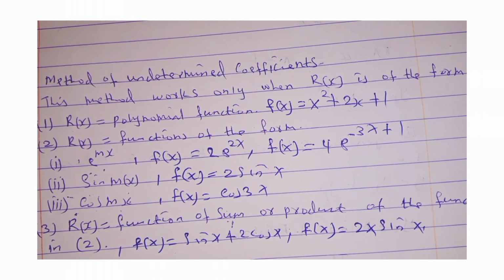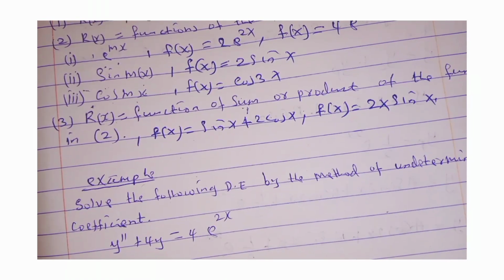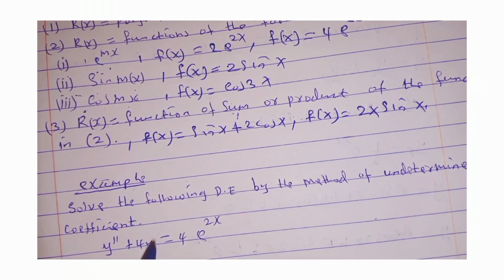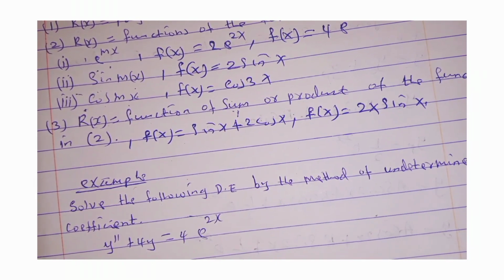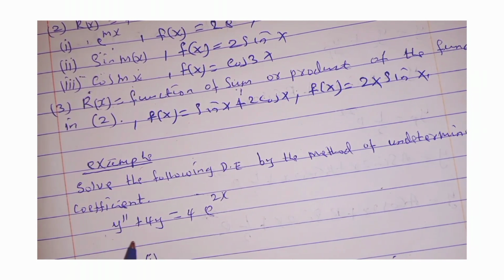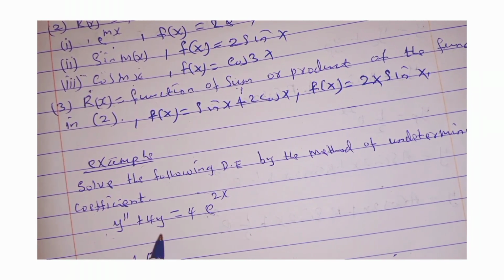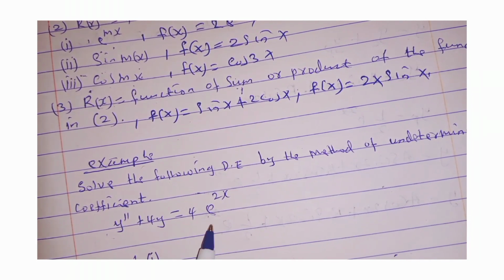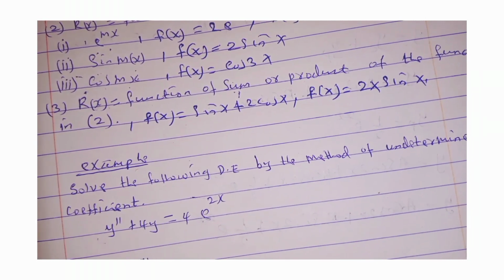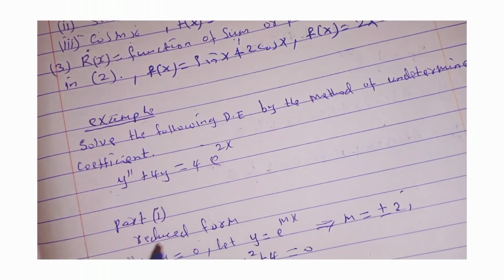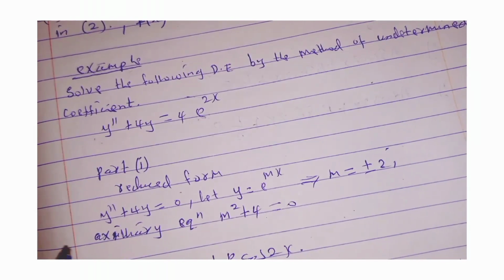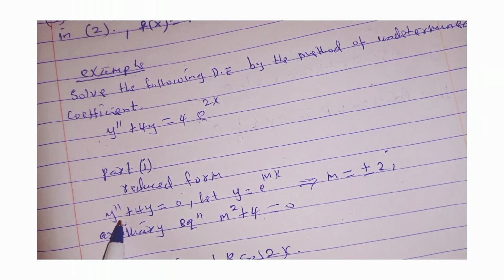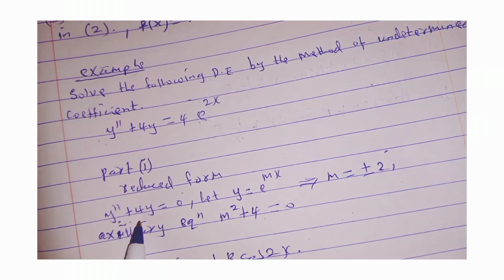Now, a simple example. Here you are going to solve the following differential equation by the method of undetermined coefficients. You are given the second derivative of y plus 4y equals 4 exponential 2x. So this has two parts. Part 1, the reduced form, will give you the second derivative of y plus 4y equals 0.